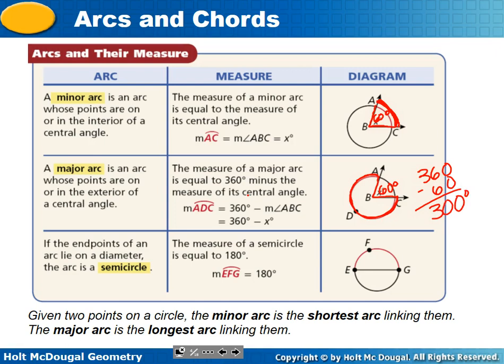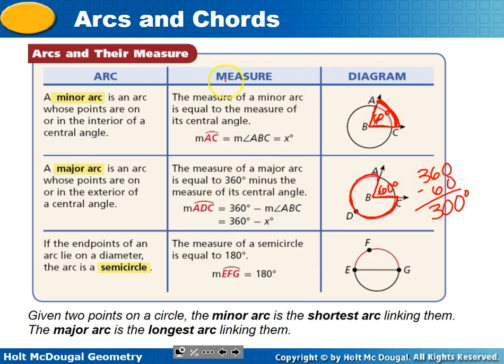Our third point down here is if the endpoints of an arc lie on a diameter, the arc's a semicircle. So basically, half the measure of a circle is 180 degrees, so a semicircle's measure is 180 degrees. Down at the bottom here, it says, given 2 points on a circle, the minor arc is the shortest arc.